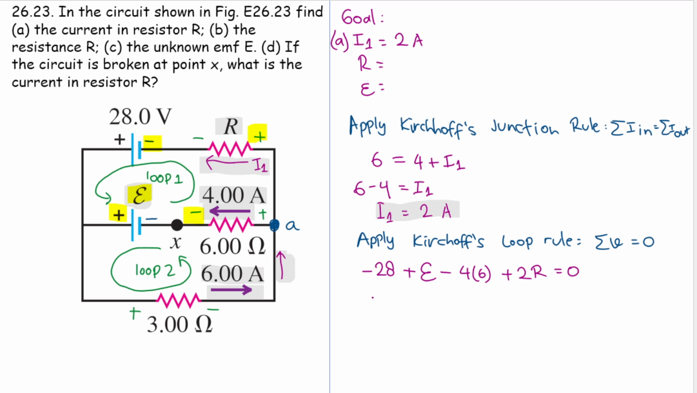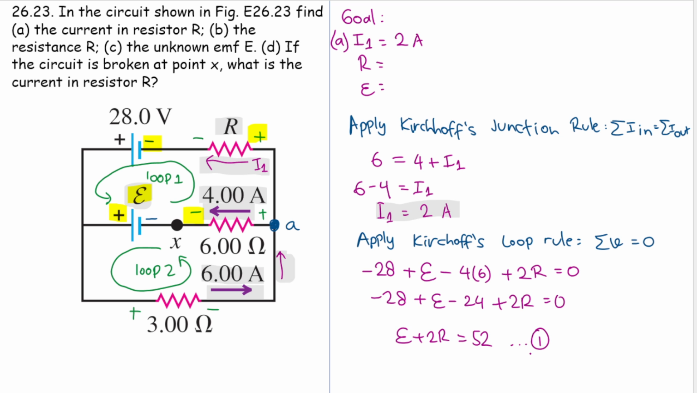Okay, let's do some math here. So I have minus 28 plus E, and then minus 24, and then plus 2R, and that will equal 0. Good. Now we will have E plus 2R, and the value is minus 52, but we move it to the right-hand side, so we'll have 52 here. I think there is nothing more we can do from here. Let's save this as equation number 1.